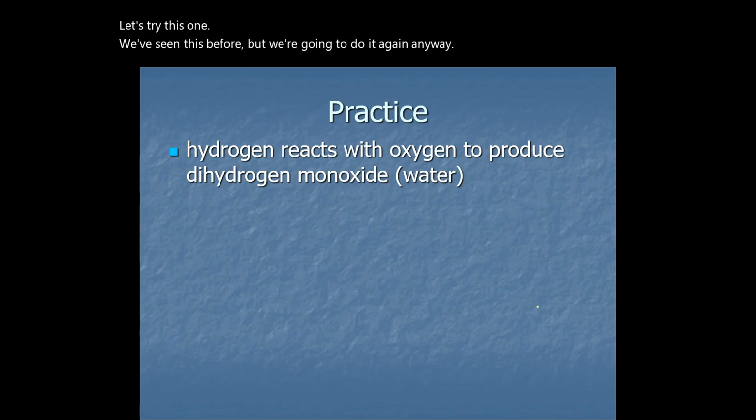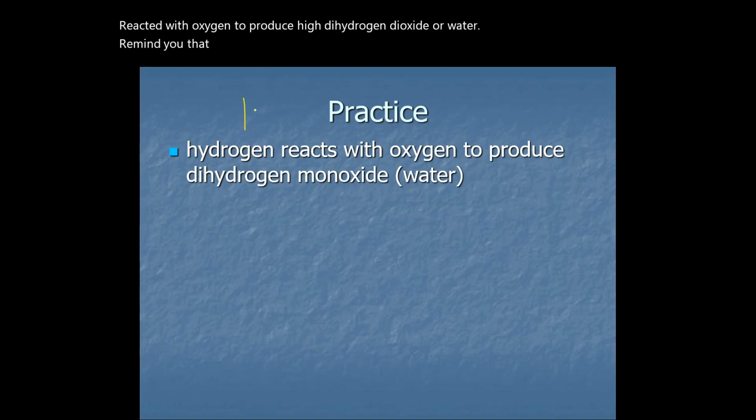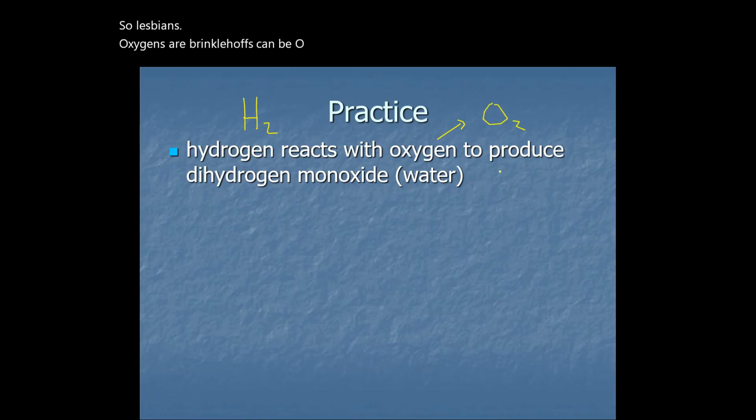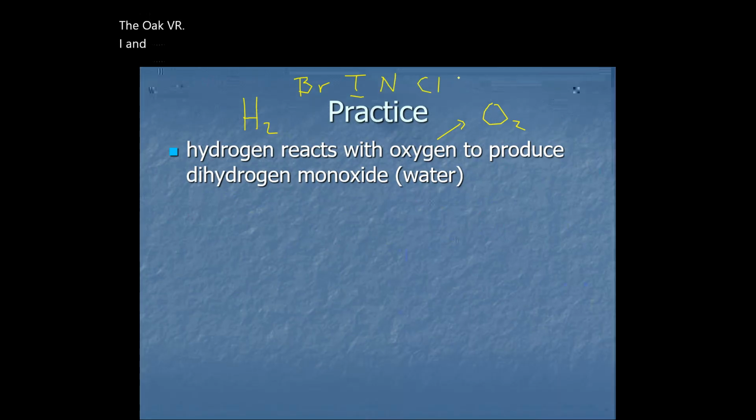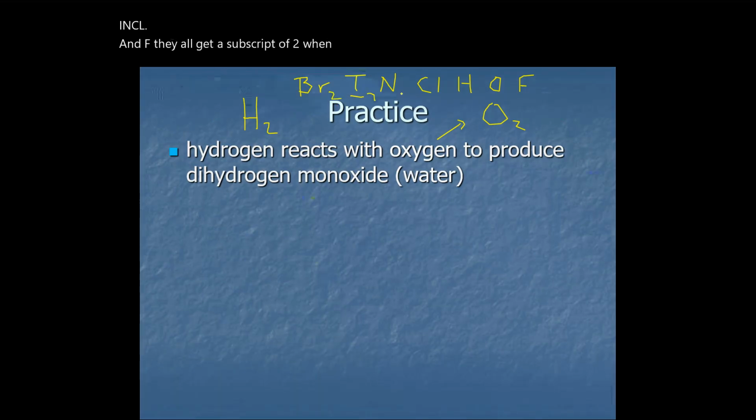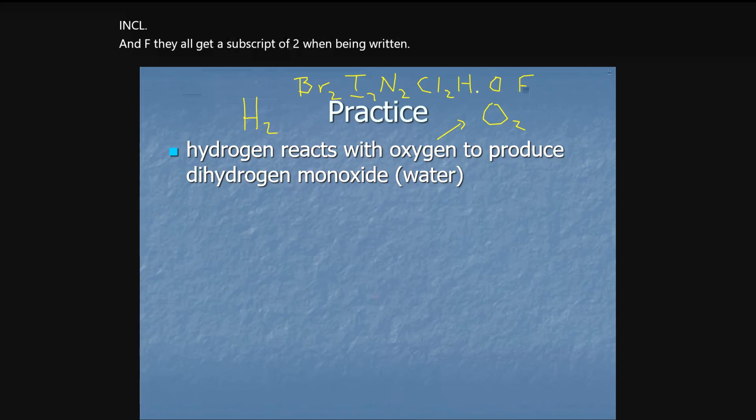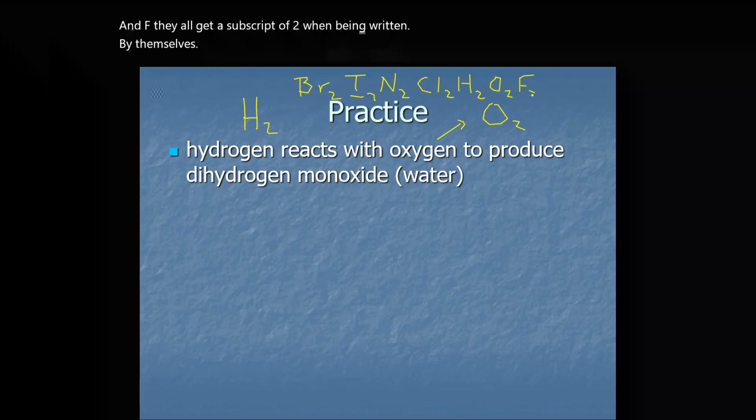We have hydrogen reacted with oxygen to produce dihydrogen monoxide, or water. Remind you that hydrogen is a Brinkelhoff, so it has to be H2. Oxygen's a Brinkelhoff, so it's going to be O2. Again, the Brinkelhoffs: Br, I, N, Cl, H, O, and F. They all get a subscript of 2 when being written by themselves. Brinkelhoff.